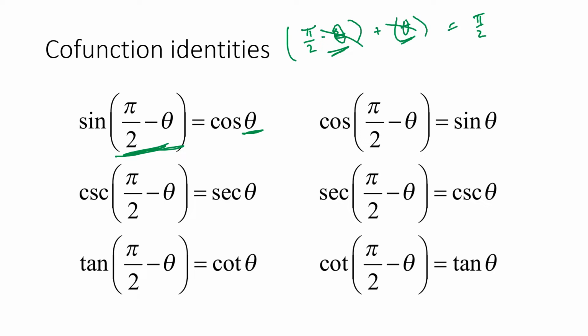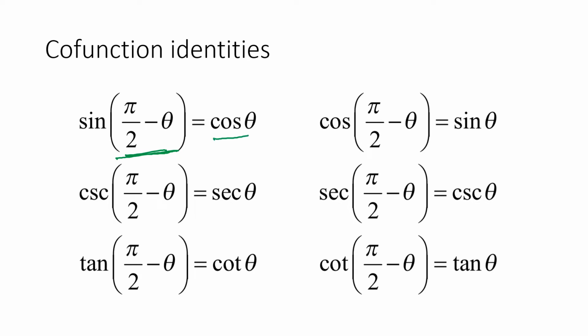So in other words, as long as the two angles that we have here or here add up to 90 degrees, their cofunctions are equal. So just look out for this pi over 2 minus theta and recognize that you can replace it with its appropriate cofunction.